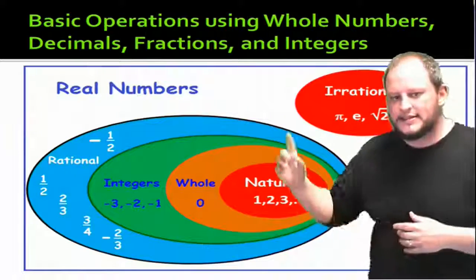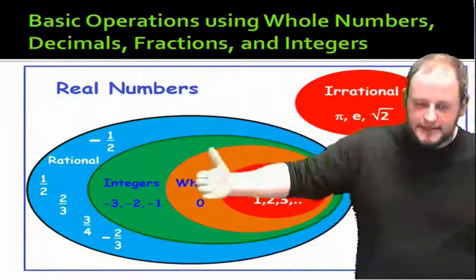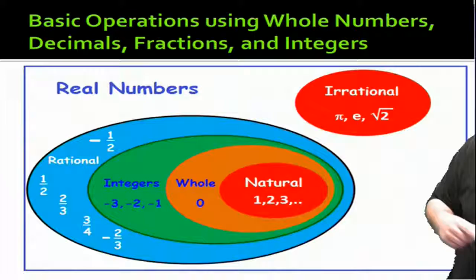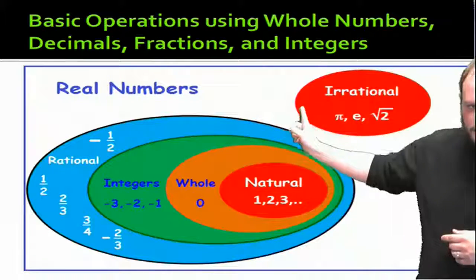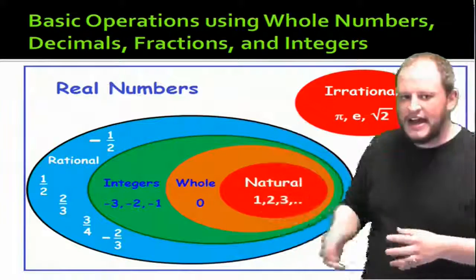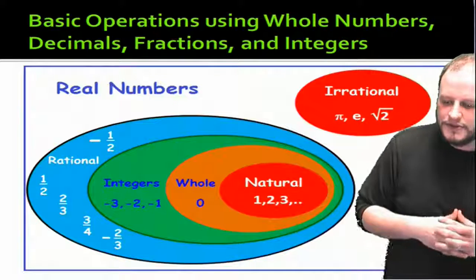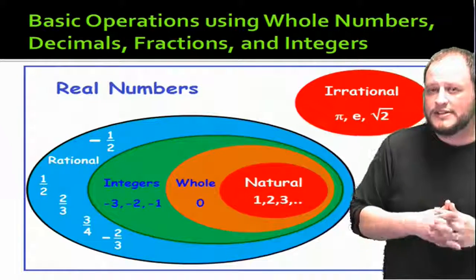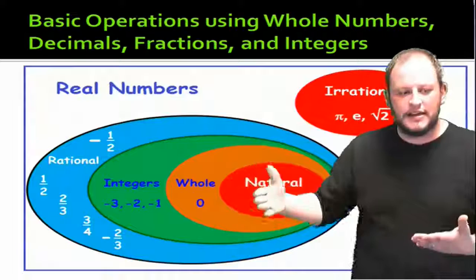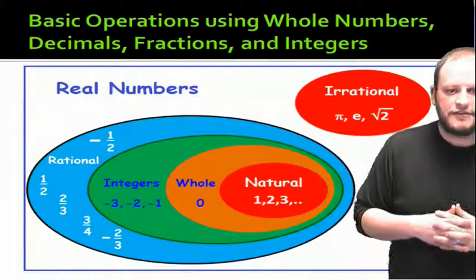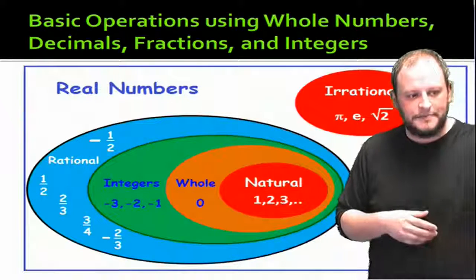And the final piece to our number line, which makes it continuous, is our irrational numbers that you'll see right here. Numbers like pi, e, and the square root of 2. They have decimal points that never end, that are never repeating. That's the definition of an irrational number.